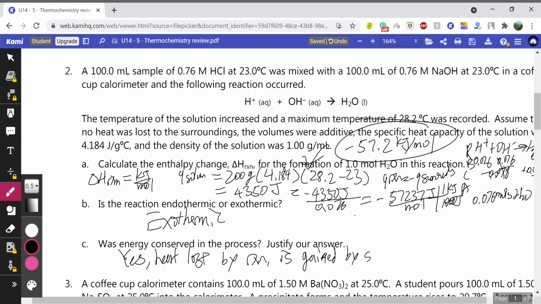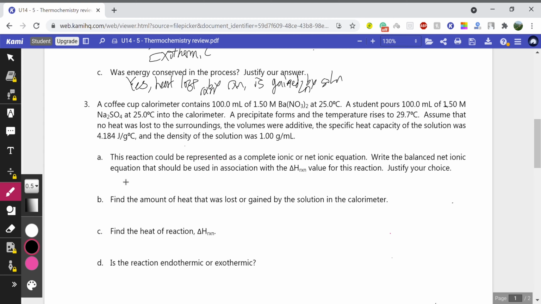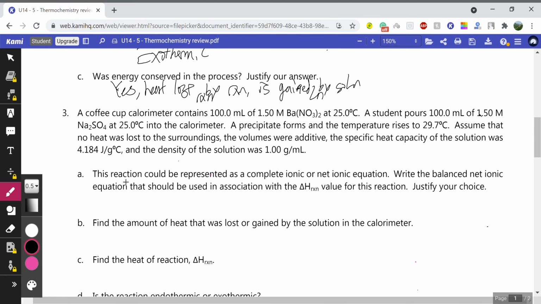by the solution. Number 3 says we have 100 milliliters of 1.5 molar Ba(NO3)2, and then we are adding 100 milliliters of 1.50 molar Na2SO4, and a precipitate forms and the temperature rises, and the density of the solution is 1 gram per milliliter. The reaction could be represented as a complete ionic or net ionic equation. Write the net ionic equation.